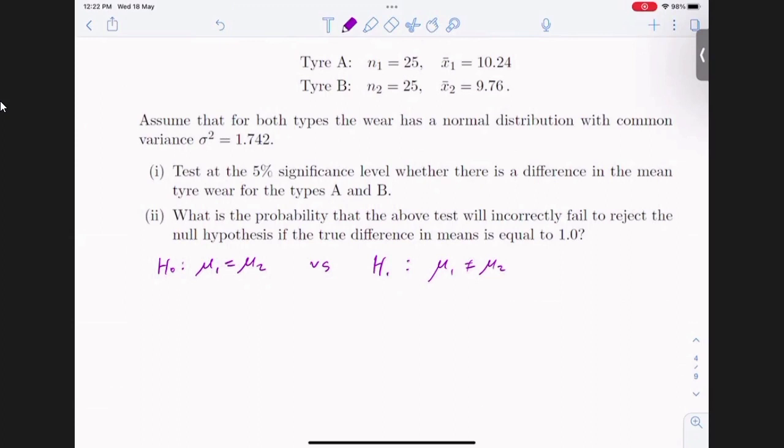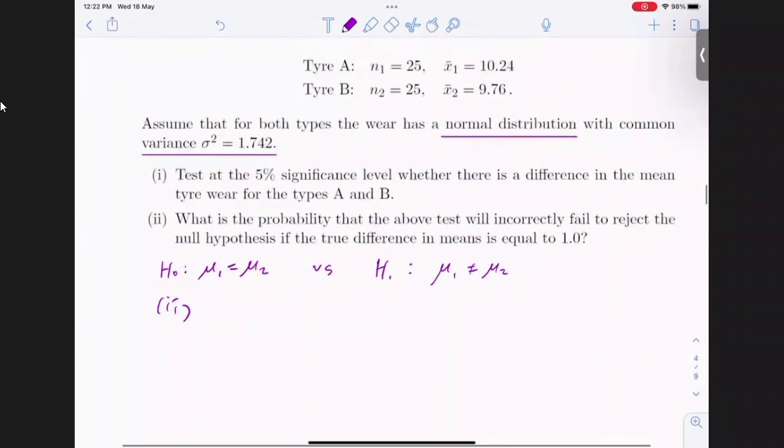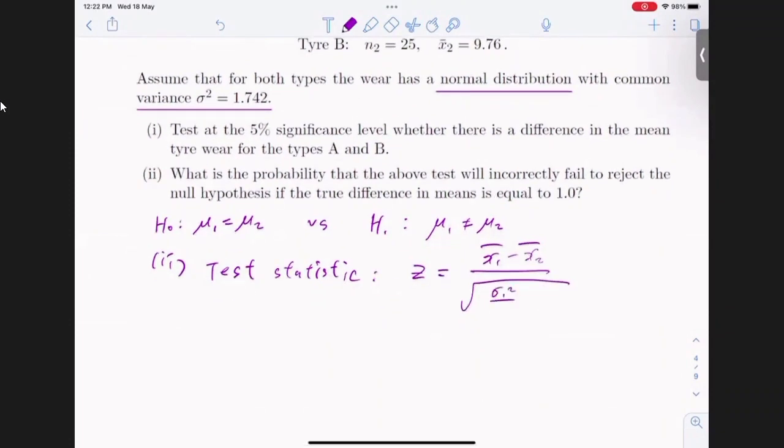Now in part 1, we want to do the test and we need to identify which test statistic we should use. So we find that in the question it is stated that the samples were drawn from normal distribution. And we are also given the variance. So the population variances are all equal to 1.742. And therefore the test statistic will be the z-test statistic, which is the difference in the sample means divided by the square root of the sum of these variances, but both of these variances are equal to the same value, 1.742.